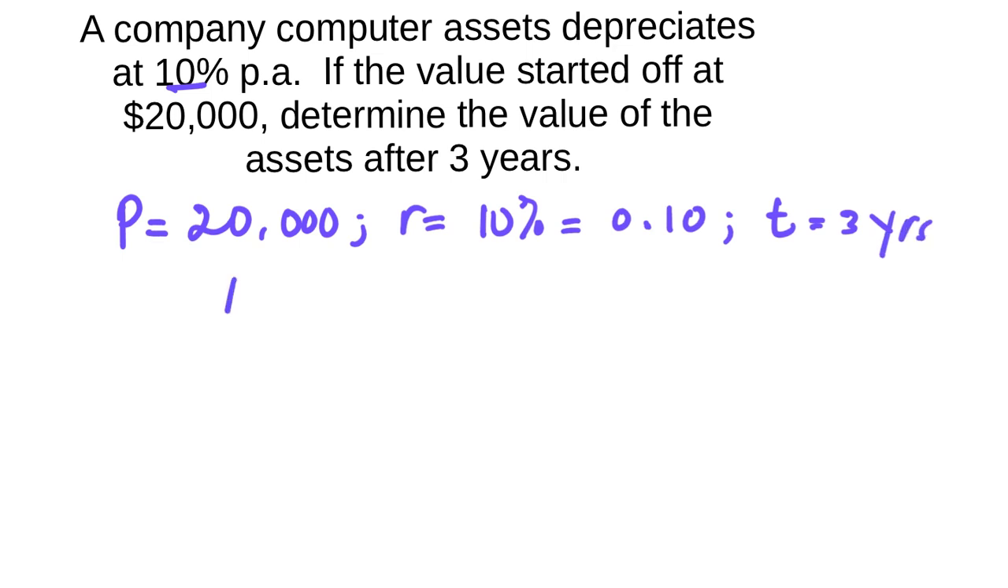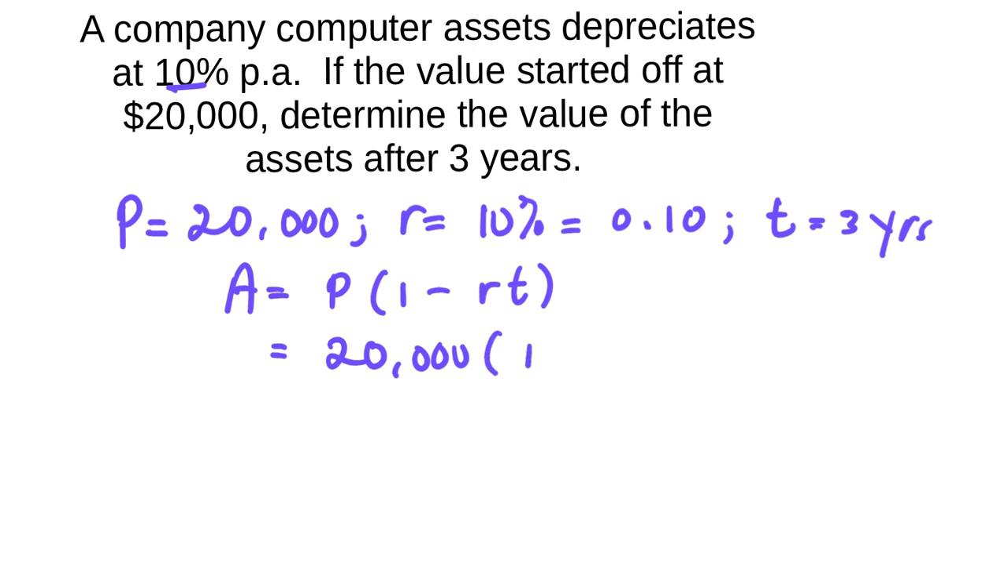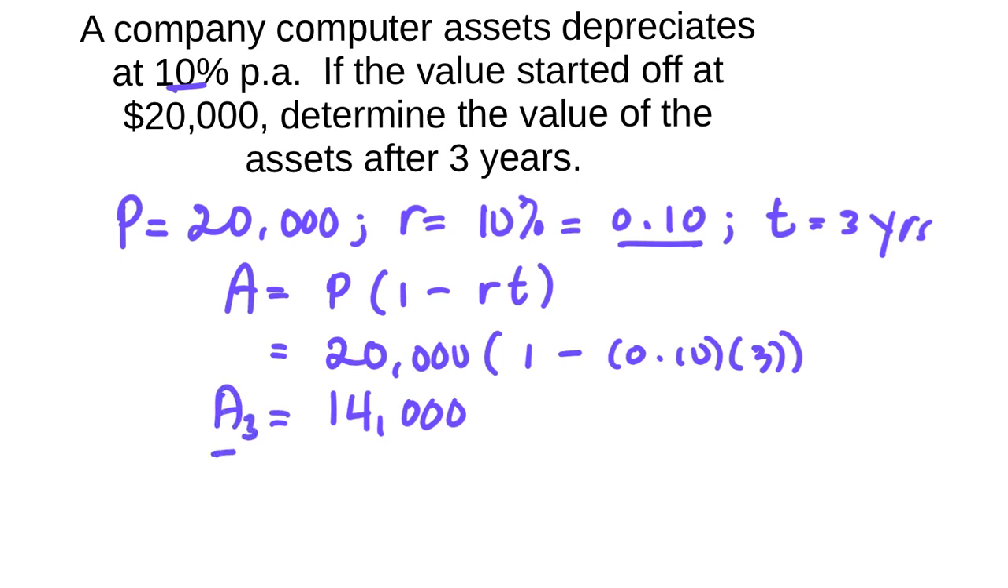Putting it in our formula, A is equal to P(1 minus RT). That's going to give you 20,000 multiplied by (1 minus 0.10 multiplied by 3 years). So this is going to give you an amount of 14,000. At the end of 3 years, the value of that computer asset that depreciates at 10% is only $14,000.